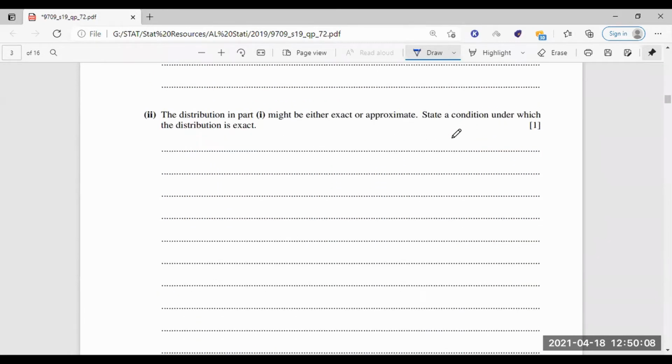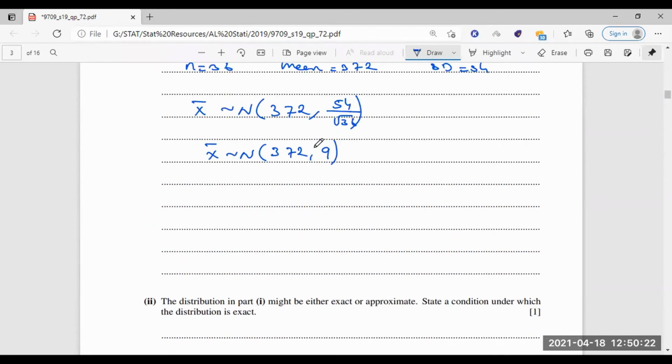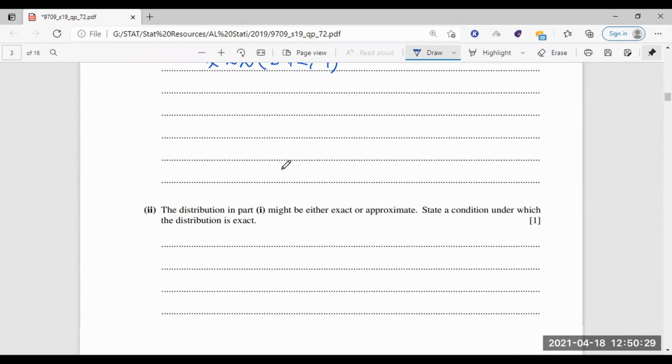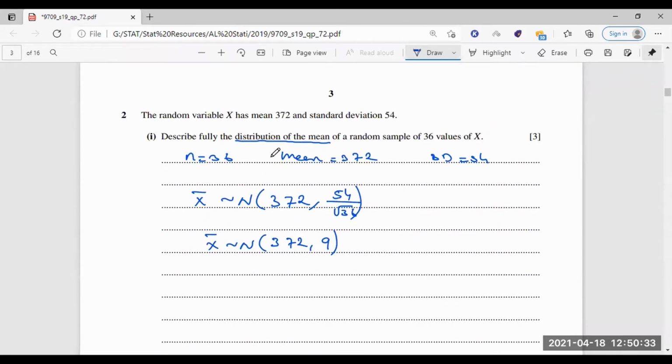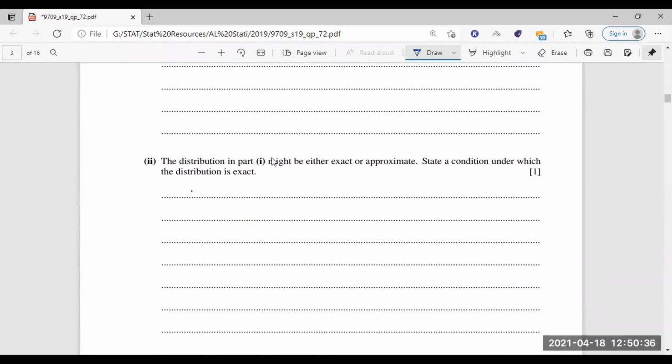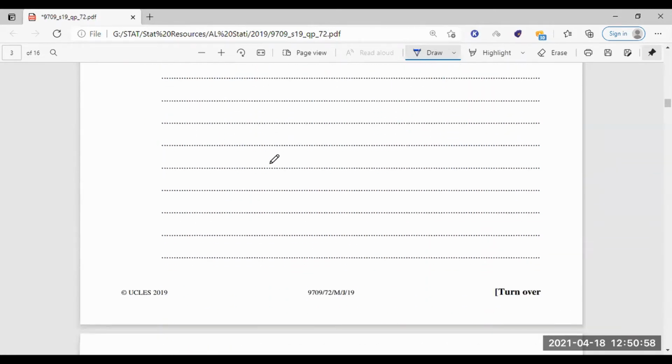Let's go to the second part. The distribution in part 1 might be either exact or approximate. State a condition under which the distribution is exact. So is this an approximate or an exact? This is what they're asking for. This can be exact only if the population distribution is normal. That would be fine. Let's move on to the next question now.